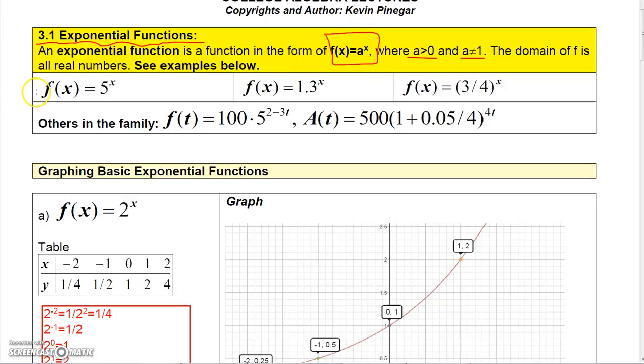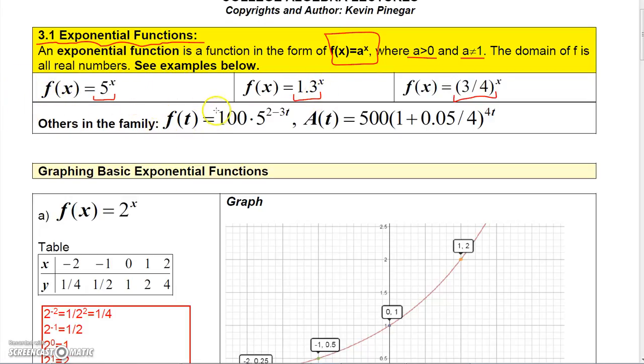Some examples of this: here you have an exponential function with base 5. Here you have an exponential function with base 1.3, and here you have an exponential function with base 3/4. Now all three of these are exponential functions because notice that the bases 5, 1.3, and 3/4 are positive numbers and they don't equal 1.